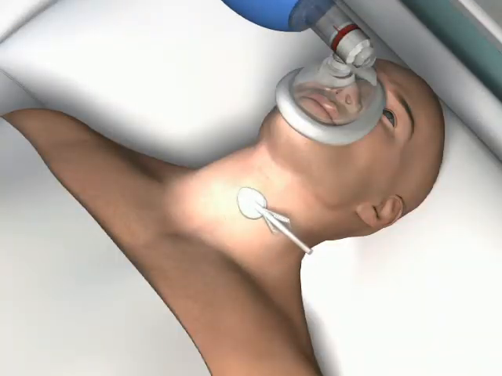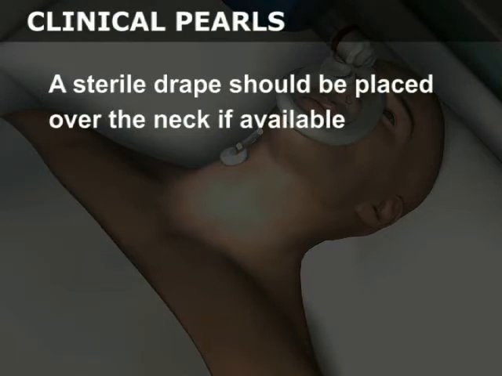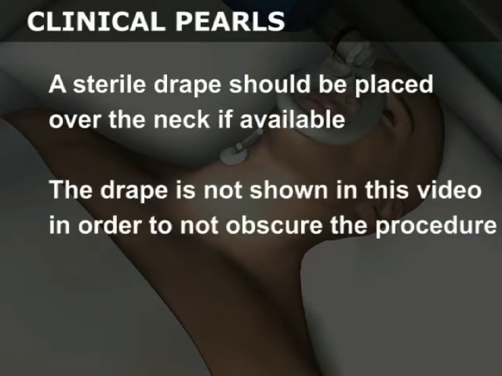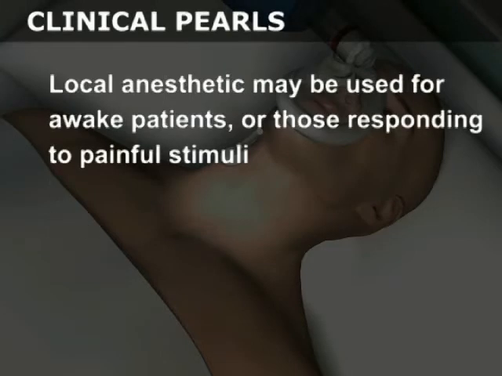Prepare the anterior neck with a skin cleansing agent, such as chlorhexidine or povidone iodine. A sterile drape should be placed over the neck if available. The drape is not shown in this video in order to not obscure the procedure. Local anesthetic may be used for awake patients or those responding to painful stimuli.